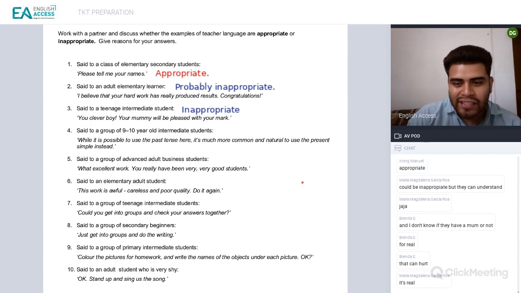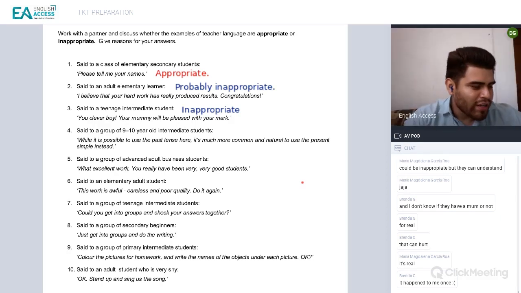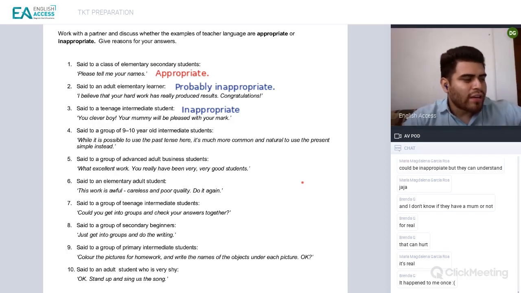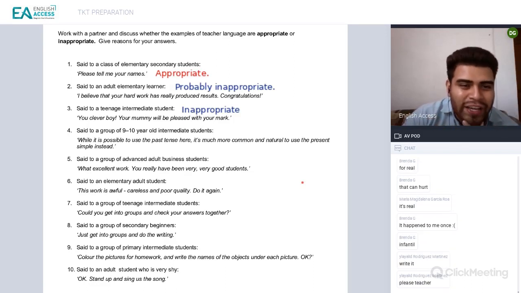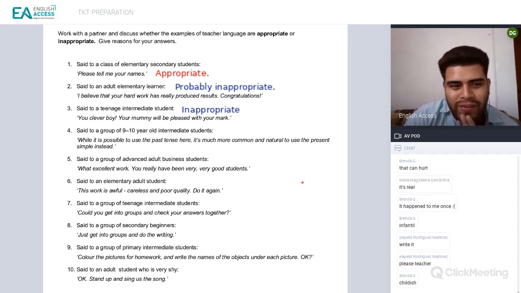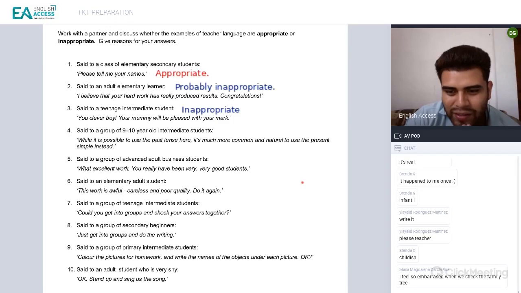It's inappropriate because the language is very formal, right? Very, very childish. Childish is when you say something for children. That is something you say to children, and children actually care about their moms being happy about their grade. But the teenager is very independent.